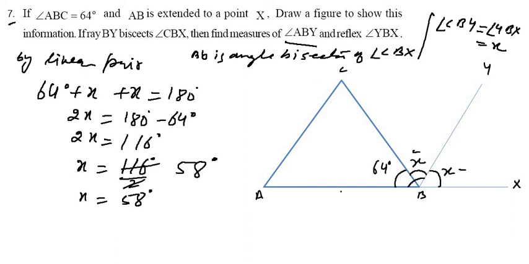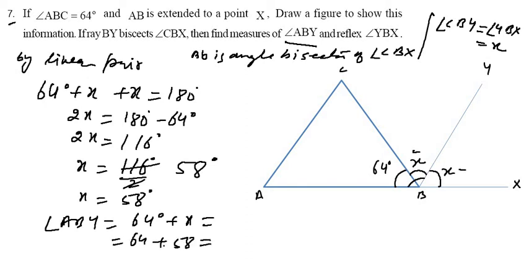Where is the ABY? This one is ABY. So you have to write angle ABY. ABY is 64 plus X. So you can write here 64 plus X. So 64 and plus X is 58. So you have to add 8 and 4, that is 12, and here 6 and 5 plus the carry, that is 12. So that is 122 degree.